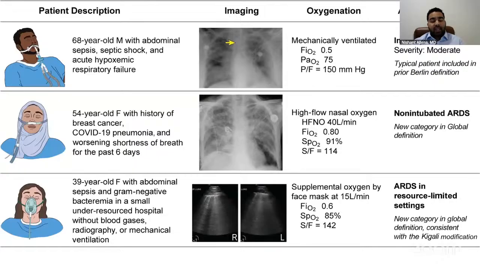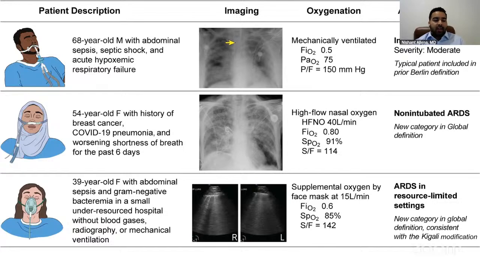And instead of a PF ratio, we are using the Kigali index, which is the SF ratio of less than 315. And in this particular case, it's 114. So if we were to follow the previous Berlin definition, she is a patient who would not have been captured under the definition of ARDS. But with the new global definition, she has been captured as a non-intubated ARDS patient.